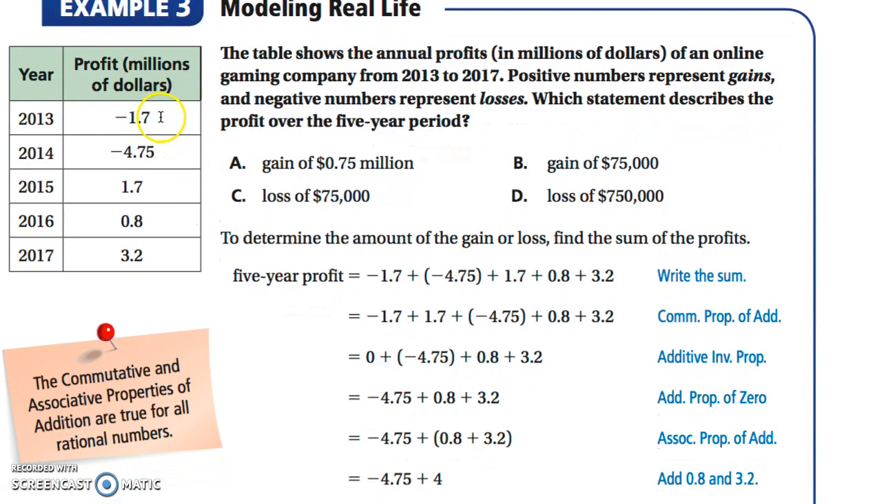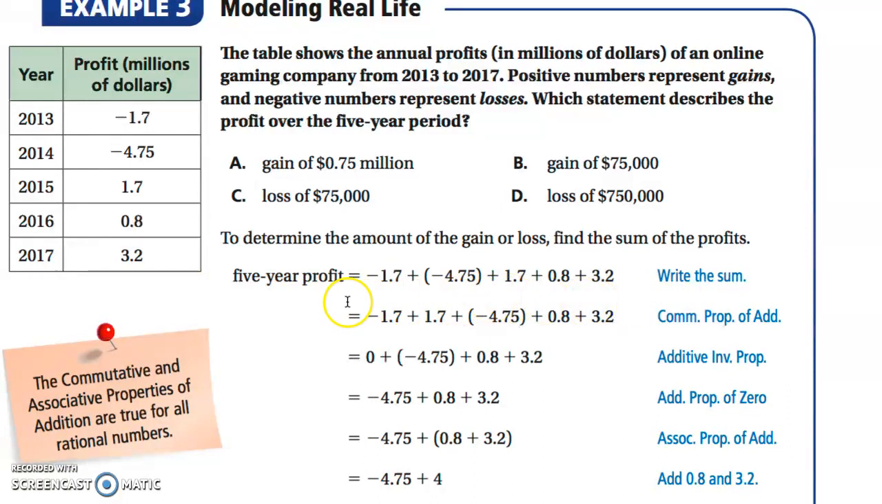So in 2013, this company lost 1.7 million. In 2014, they lost another 4.75 million. Then they made some gains. So 2015, they made 1.7 million. 2016, they made 0.8 million. And then 2017, they made 3.2 million. So there's losses and gains. They showed it. This is like a real life example.